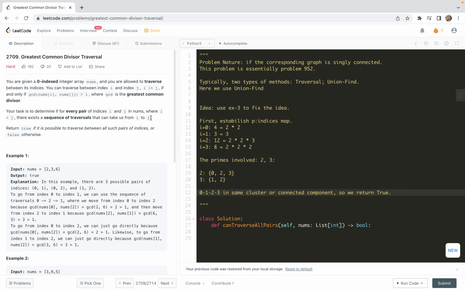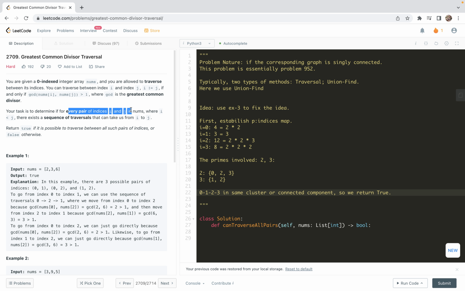In this problem, primes get involved. So we will also write a utility function to get the prime decomposition for a given integer. Here the problem statement is the following.